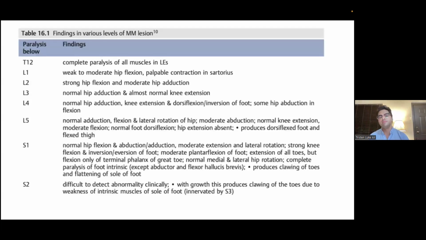So this table basically gives us what we should find on a lower limb or lower extremity exam in a myelomeningocele patient and gives us a good classification of what to expect. Now, of course, examining a baby, examining a child at these points may be difficult, but this is what the literature would tell us to follow in terms of what to expect on examination.